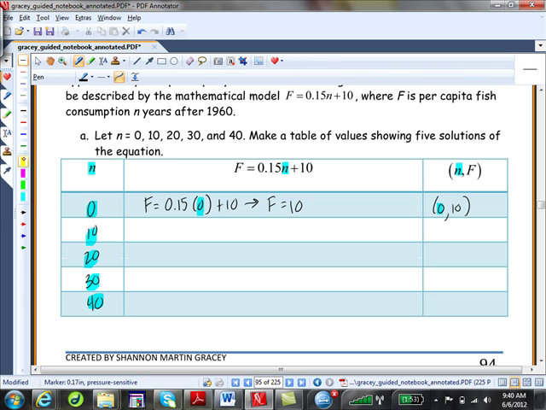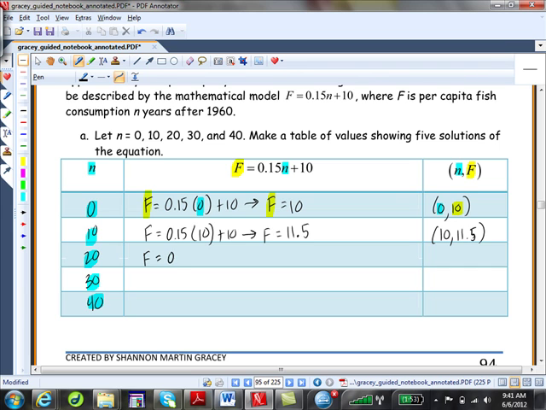And then the f value that we got was 10. Now if I plug in 10, f is 0.15 times 10 plus 10. Well, this would move the decimal one to the right, so we'd get 1.5 plus 10. So f would be 11.5. So we get the ordered pair 10, 11.5.